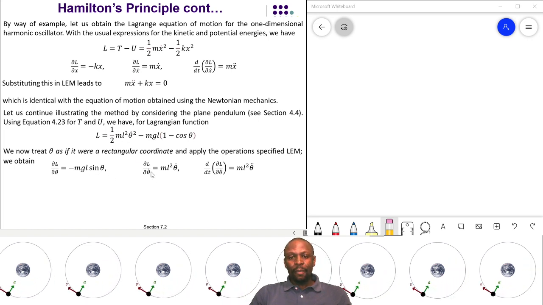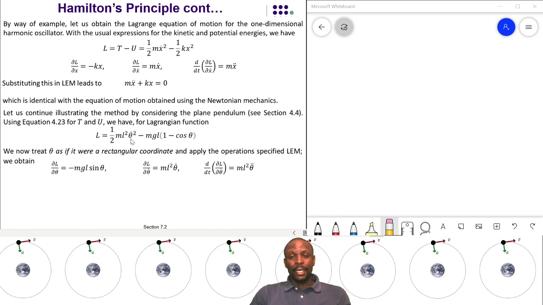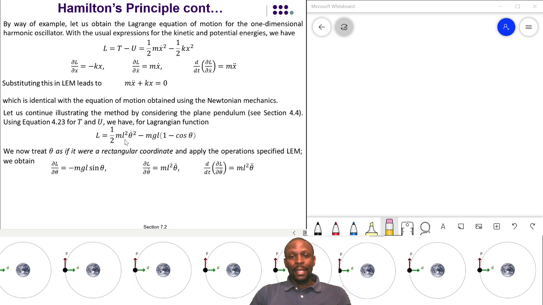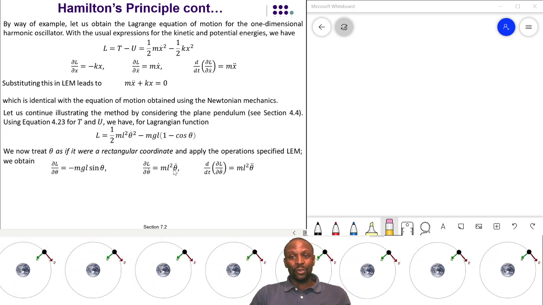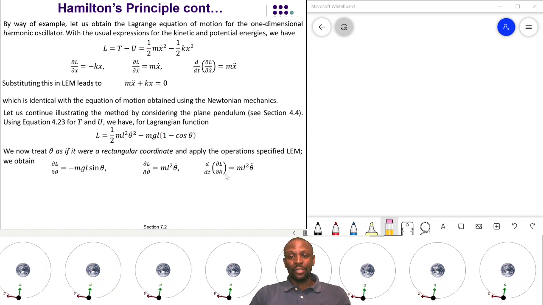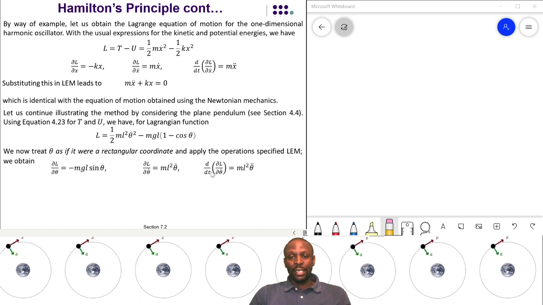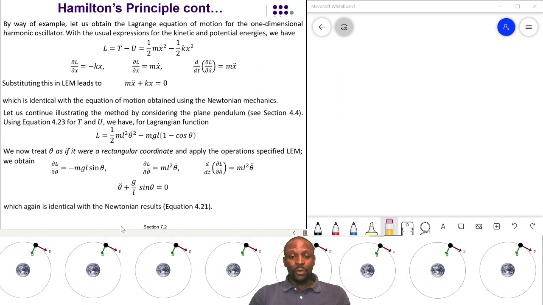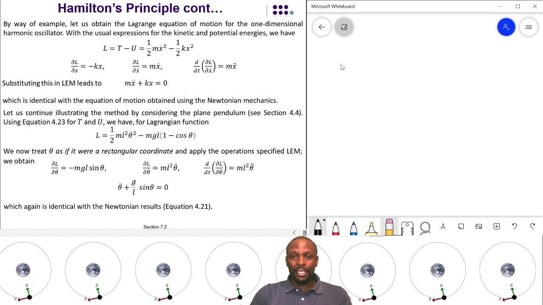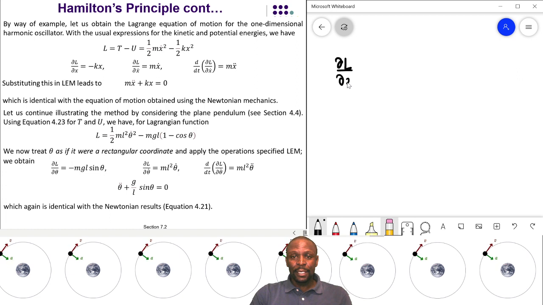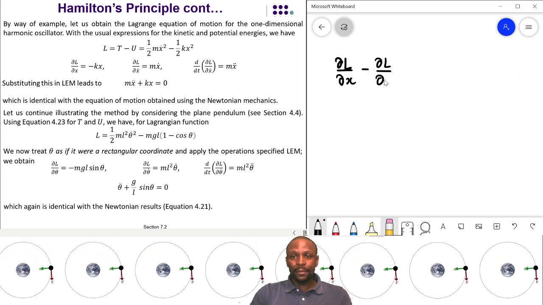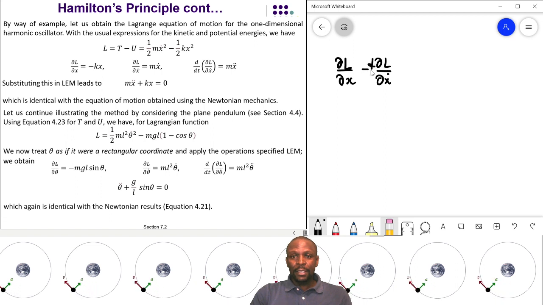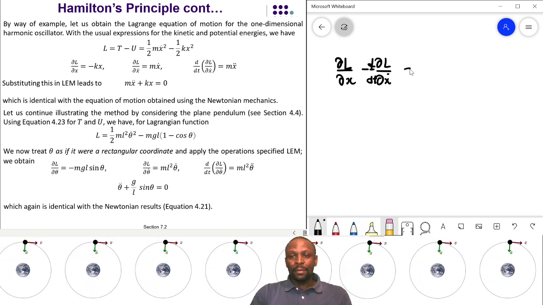Now, if you do the differentiation of the Lagrangian with respect to theta dot, this term will just be zero, and that will be m l squared theta dot. Now, if you take the time derivative of that, this is what you are going to have. You are going to have the theta double dot there, because all these other terms are just constant. Right. Now, if you plug everything back into the Lagrangian equation, I'm going to write it down here for the last time, which is dL/dx minus d/dt of dL/dx dot. So now that must just be equal to zero.